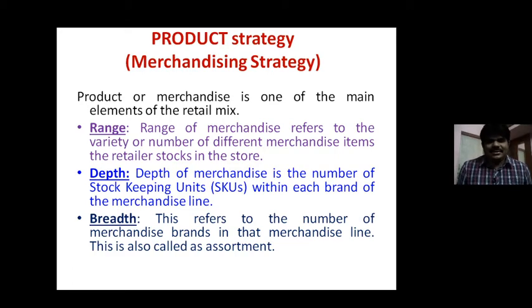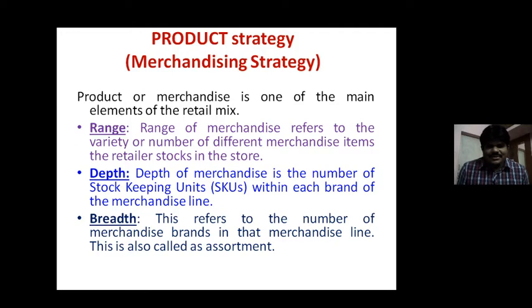So here the first and foremost important strategy for any retail outlet is what kind of products you are going to offer for your target customers. So your target customers will be attracted to the store depending on what type of merchandise or the product mix you are offering in the store. The product mix strategy will consist of 3 major components. One is the range. Range of merchandise refers to the variety or number of different merchandise items the retailer stocks in the store. So the range of merchandise in the sense how many categories or how many product items or product categories you are going to offer in the store.